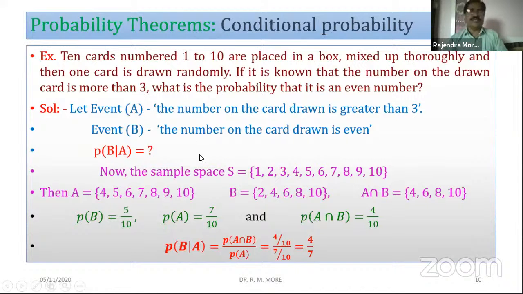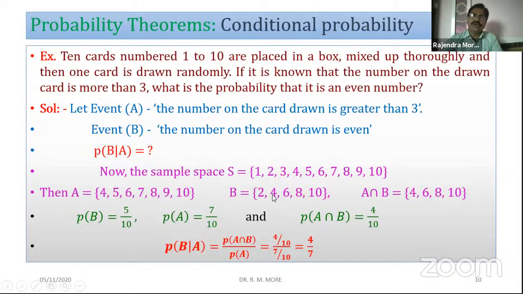So first of all, we will construct our sample space. What is the sample space? The numbers on the cards 1 to 10. This is our main sample space. Okay. Now, the occurred event is telling us the number is greater than 3. So see here, this is event A: 4, 5, 6 up to 10 are the numbers greater than 3. This is the sample space of event A. Okay. What is the sample space for B? Even numbers only: 2, 4, 6, 8, and 10.